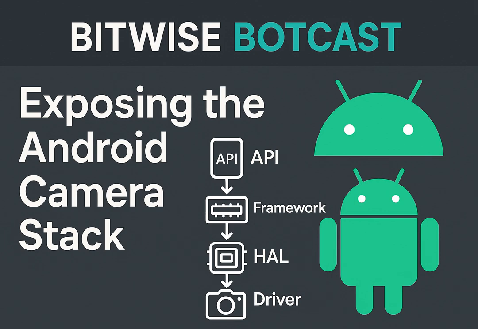So speaking of the camera HAL, the hardware abstraction layer, this is where the magic happens, right? It's the translator between the Android system and the specific hardware in your phone. And it's typically written by the chipset vendors like Qualcomm or MediaTek. Right. It takes those general commands from the camera service and turns them into instructions that the camera driver understands.